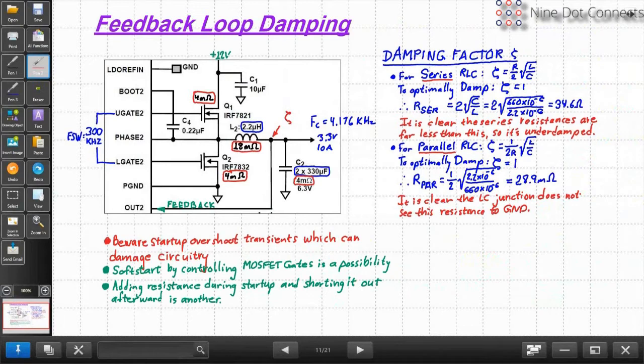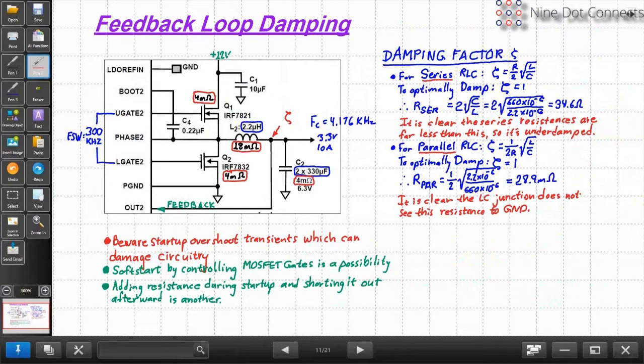I thought I had calculated the damping factor in here, but I'm not seeing it, so hold on just one second. Okay, I didn't calculate it. I'm not going to dwell on it, but you can actually calculate your damping factor for series RLC using the parallel values.